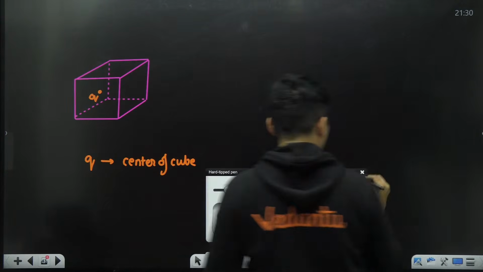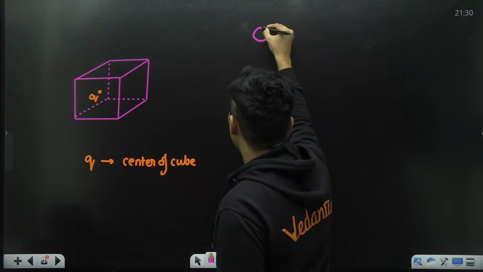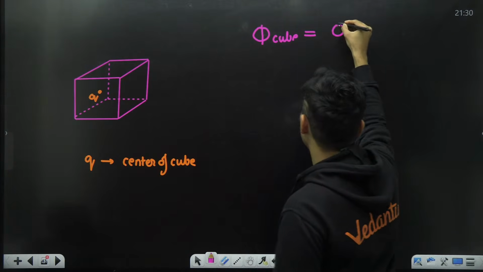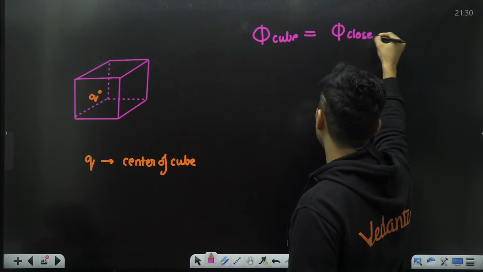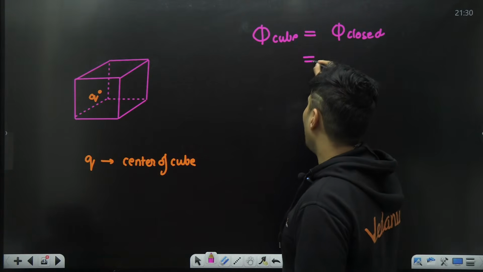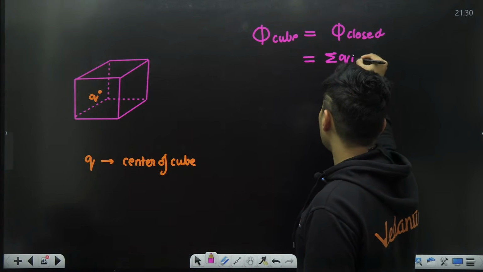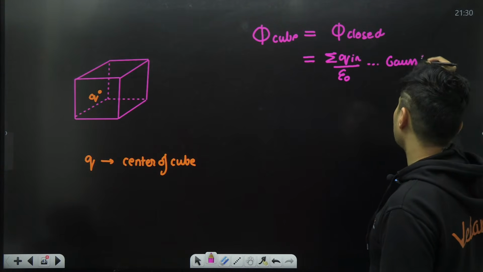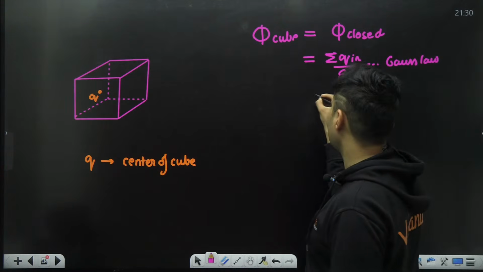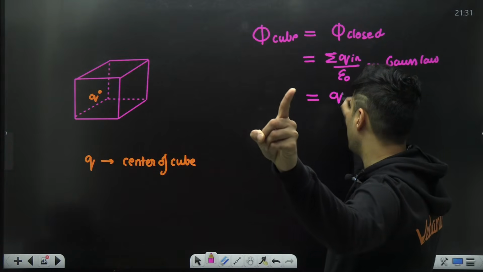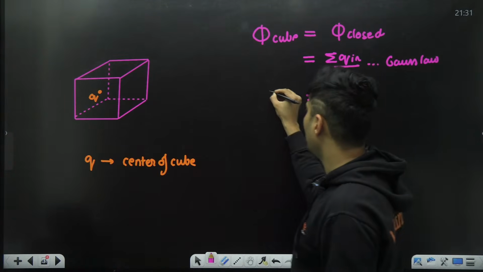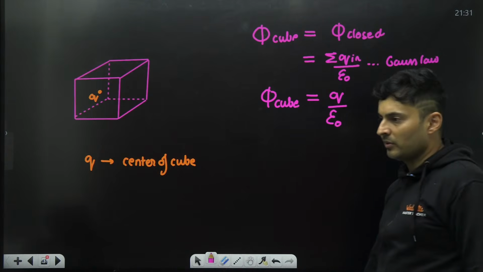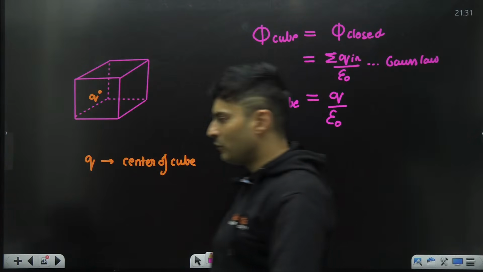If you ask me, what is the net flux through the entire cube? I will say it is the same as the flux through a closed surface, because a cube is a closed surface, and by Gauss's law, it should be inside charge by epsilon naught. The total charge inside the cube is only one singular charge, so it is Q by epsilon naught. So the flux through the entire cube will be Q by epsilon. Simple, straightforward.